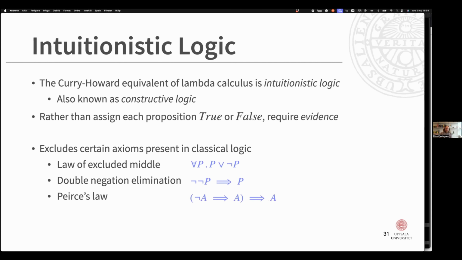And that excludes some axioms that you have in classical logic. So for example, the law of excluded middle is excluded, double negation elimination is excluded, Peirce's law is excluded, and actually all of these imply the other ones. There are exercises in the book for showing this if you want a challenge. And why is that? We can understand why these things are excluded by thinking of our syntactic proofs.